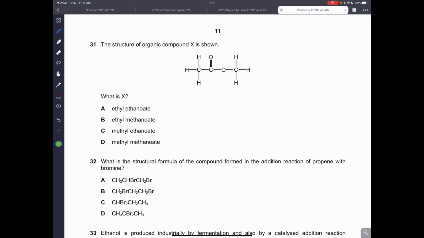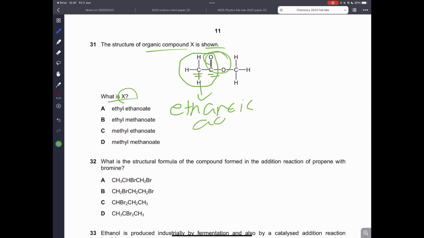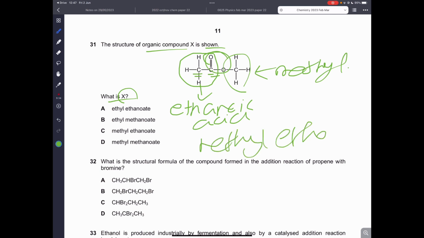31. The structure of the organic compound X is shown. What is X? Well, here I would like to look at this part first. You can see there are 2 carbon atoms, and this means it starts with eth. And there is a COO, and therefore it's going to be ethanoate. And this side is going to be a methyl group, and therefore this is going to be methyl ethanoate. Therefore C is the correct answer.